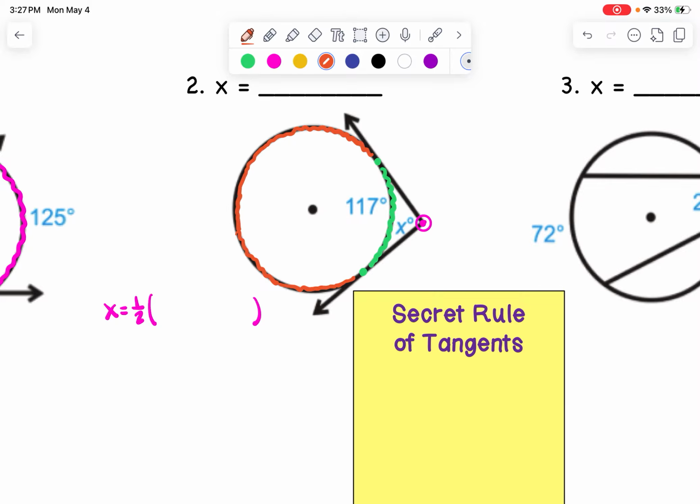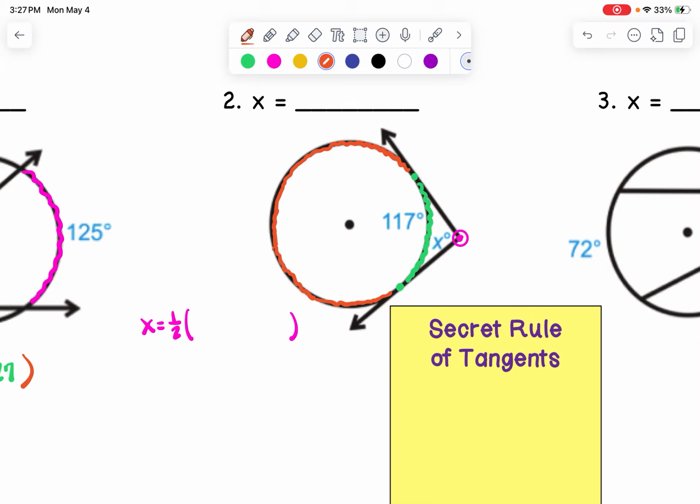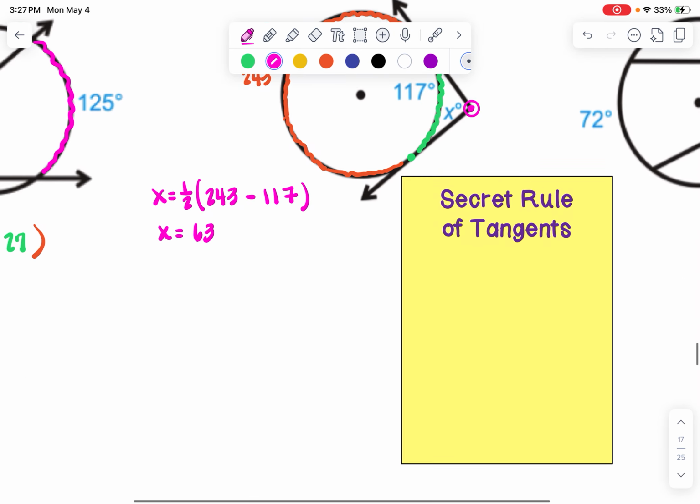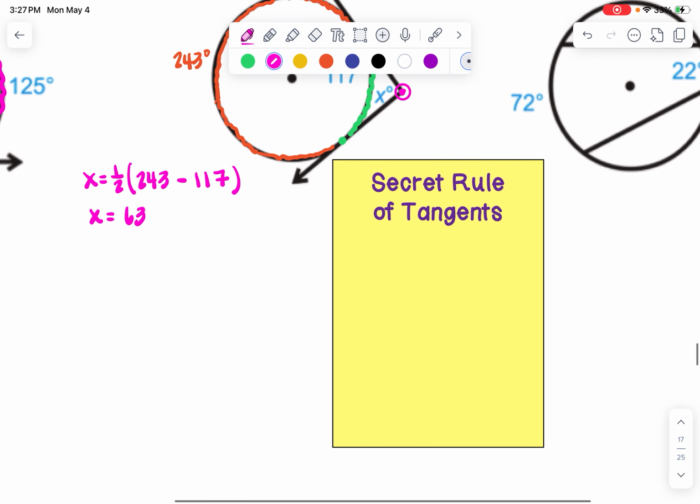And of course, I can figure out what that measure is because it's the full circle. So 117, I can just subtract from 360 to figure out that this is 243 degrees left for that major arc. And now I can finish off my problem. It's just going to be half the difference of 243 and 117. And when I do that math, it's going to give me 63. You can put degrees if you want, but the degree symbol is already in the picture, so that's why I'm not doing that.